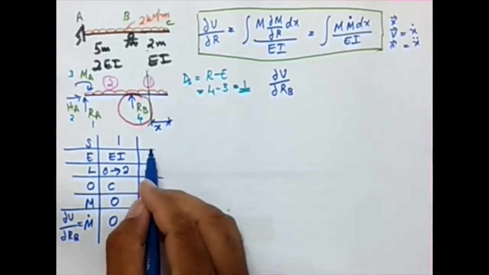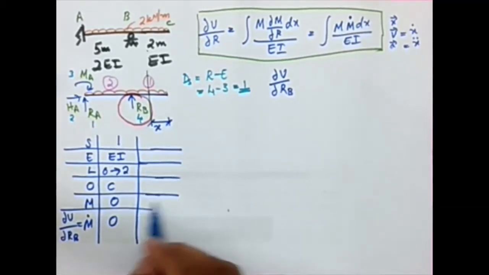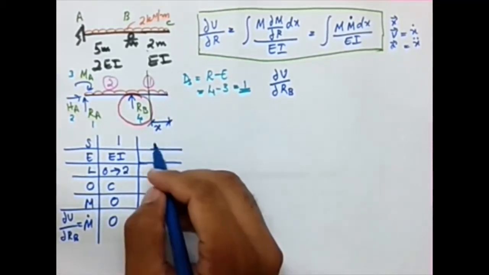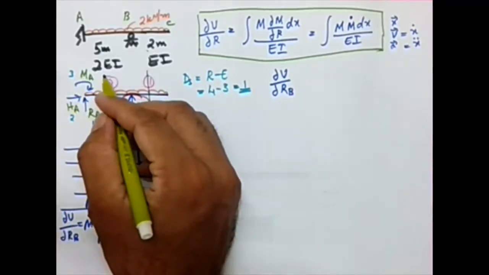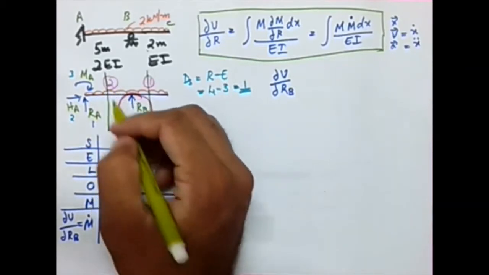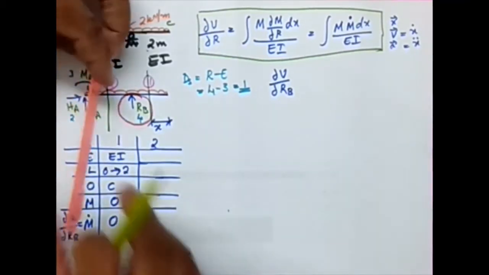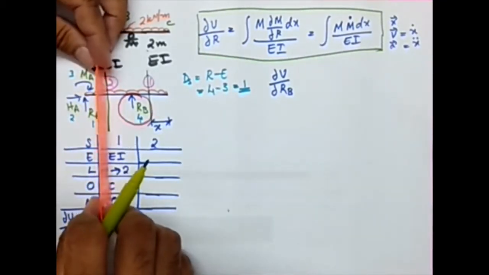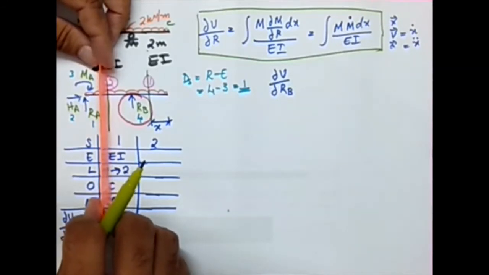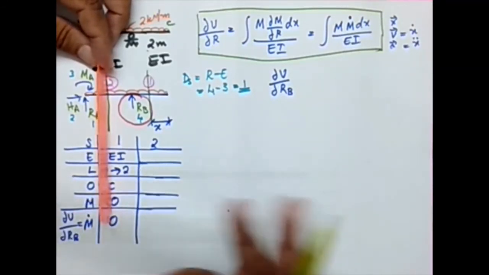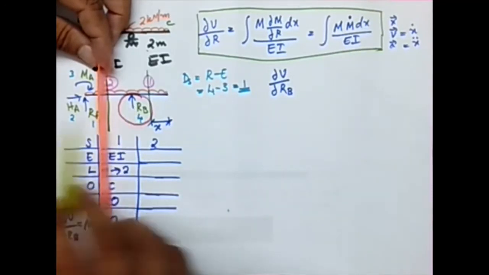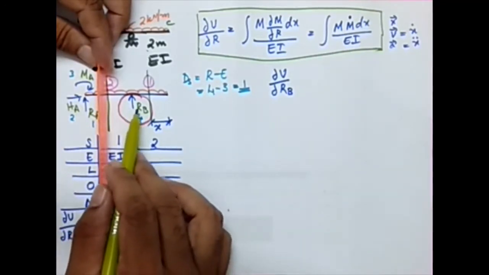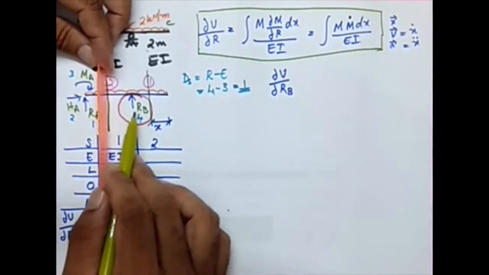Now we need to think about the second segment. What are there in the second segment? For the second segment, I will be taking the section somewhere here in segment 2. Now I need to look to the right or left. Which one will be preferable? To the right, because there will be just one. If I'm looking to the left, there are a lot of things. So I'm looking to the right, and my RB is on the right.